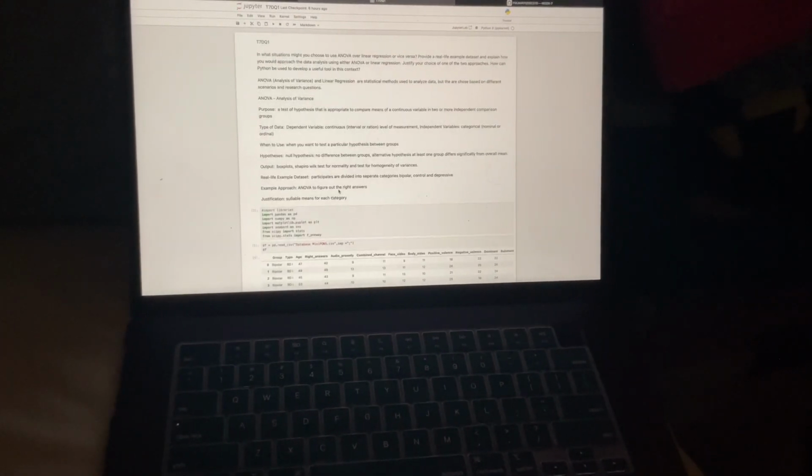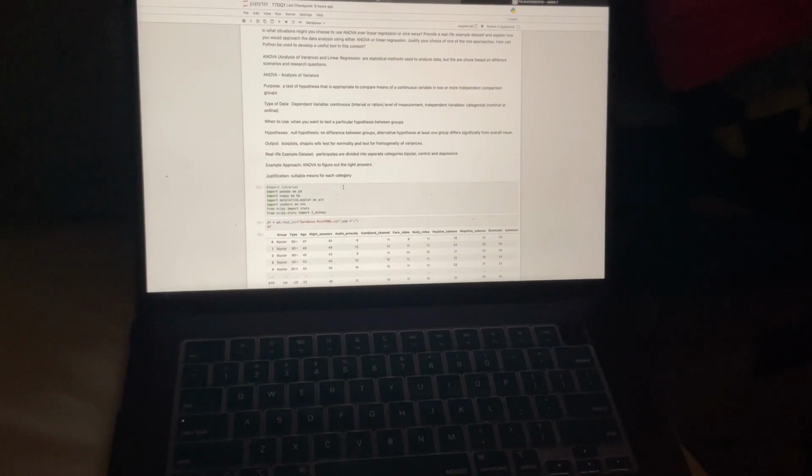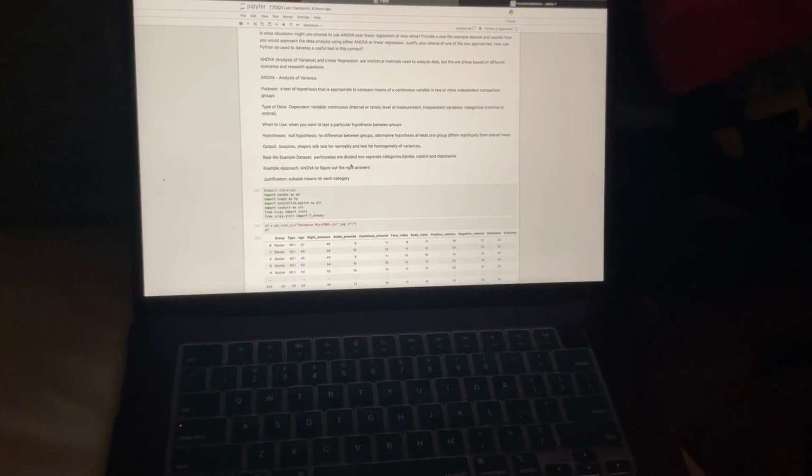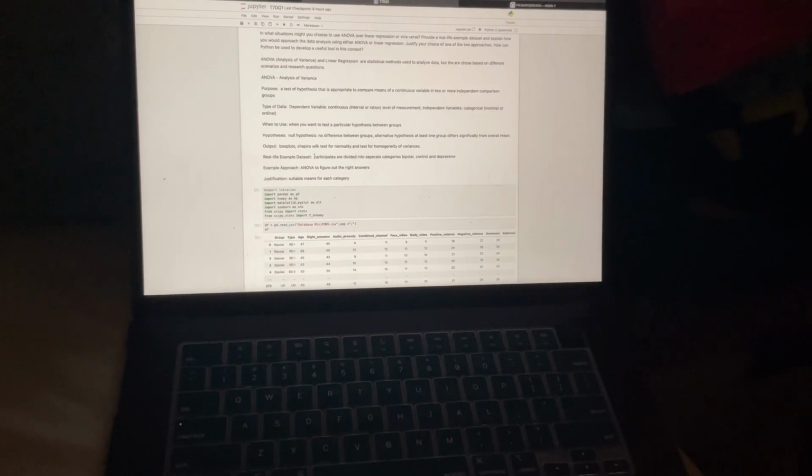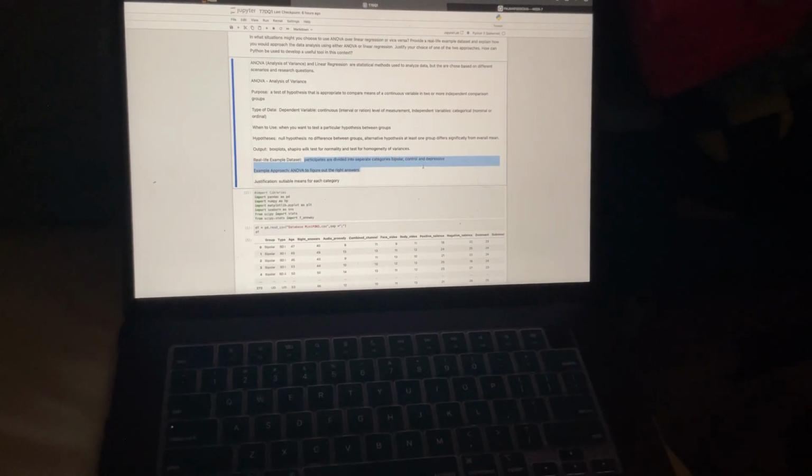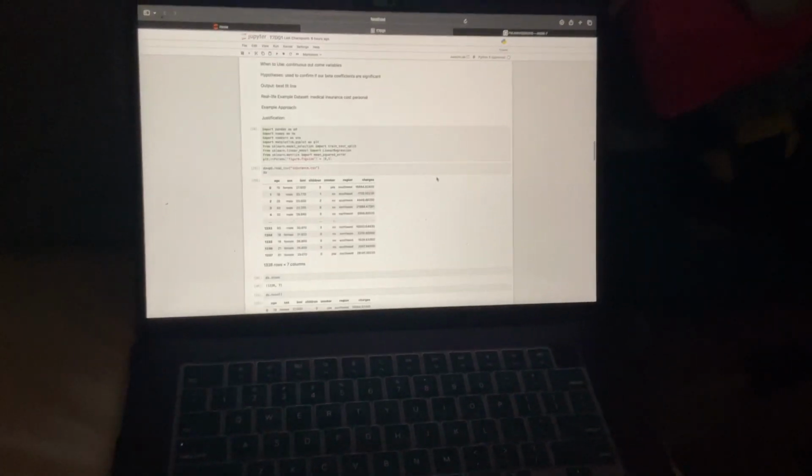Each of these datasets is from Kaggle. The first one is a study with bipolar, attention deficit, and depression disorder, and the second one is insurance. So yeah, that's this week's DQ1.